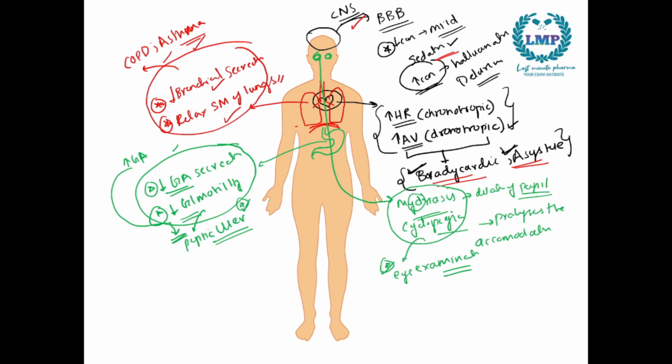One more effect: can you tell me about the urinary bladder? We already discussed it. What is the bladder effect? It is going to reduce the bladder activity. So these are the various pharmacological effects of atropine on the human body.